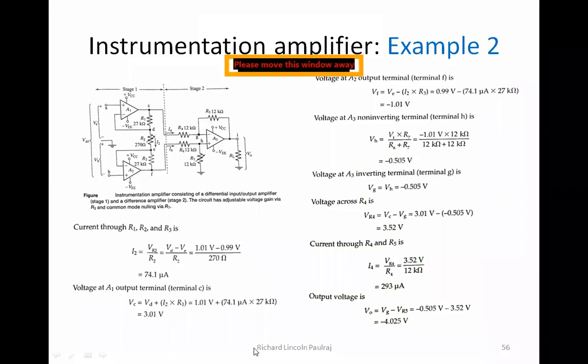So I subtract them both, right? So once I subtract, then what's going to happen? 1.01 minus 0.99 divided by 270. R2 was already calculated. So can you please check if that's the value? 74.1 micro.